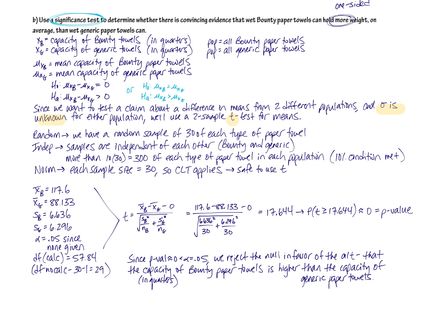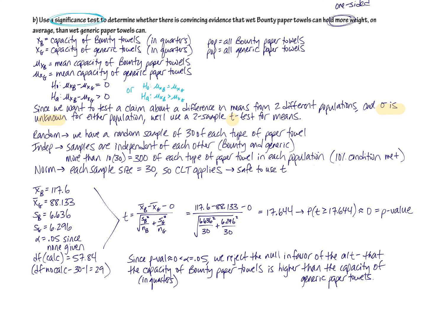Again, our p-value is less than alpha. It's about 0, which is definitely less than 0.05, and we're using 0.05 because no alpha level was given in the question. And when the p is too low, you reject the H0. So we reject the null in favor of the alternate. And then remember, when you reject and you favor the alternate, that's when you restate what the alternate is. And the alternate says up here that bounty is better than generic. So we're saying that in terms of weight capacity in quarters, being as specific as you can in your conclusion, going back to getting some context points, make sure you talk about bounty, generic, weight capacity, quarters, all that kind of stuff.